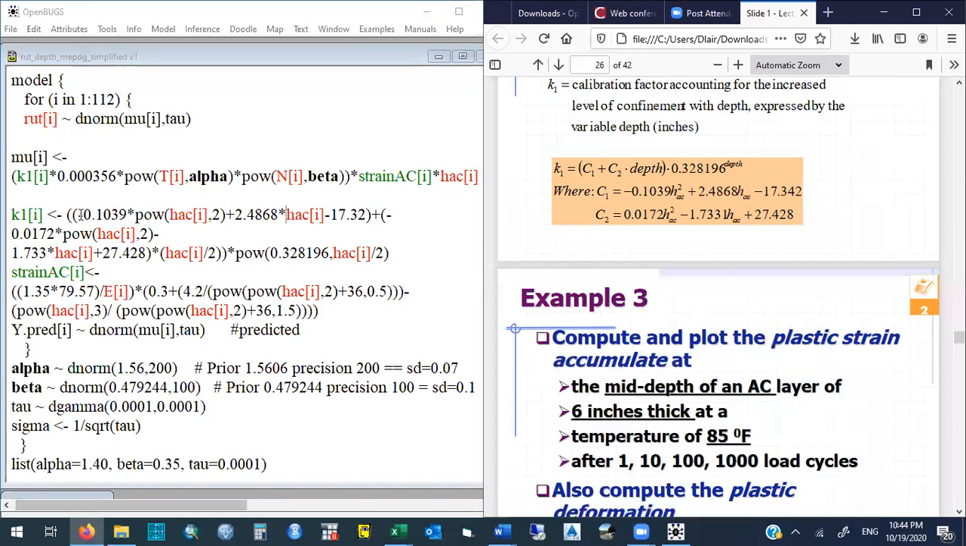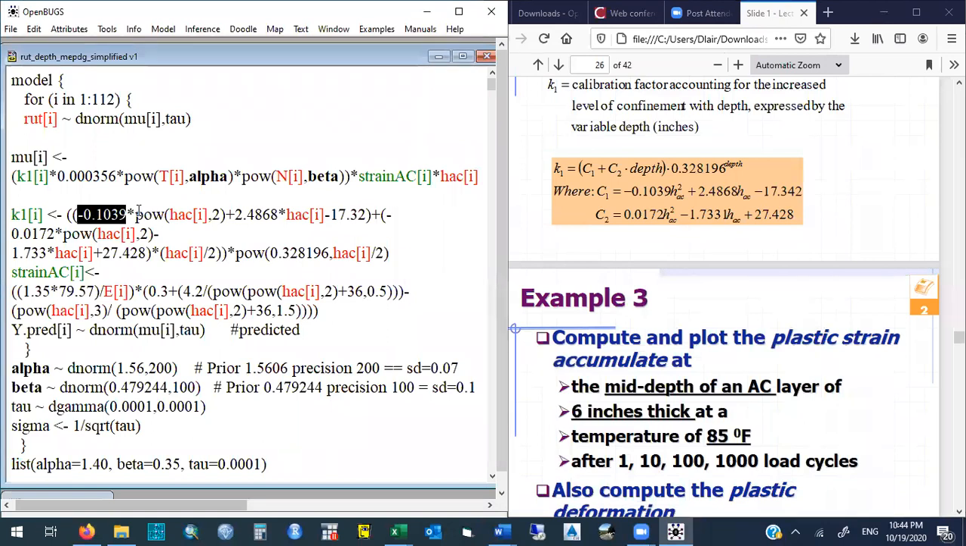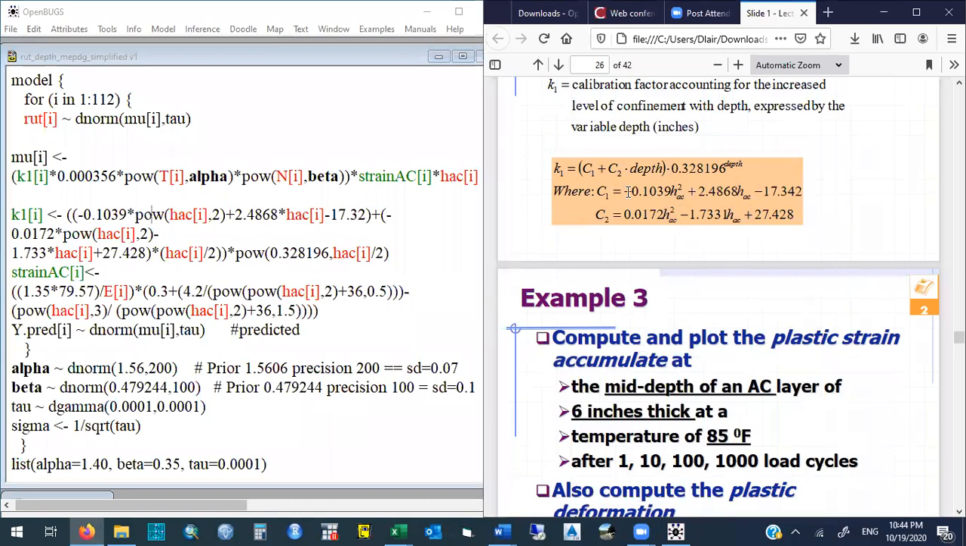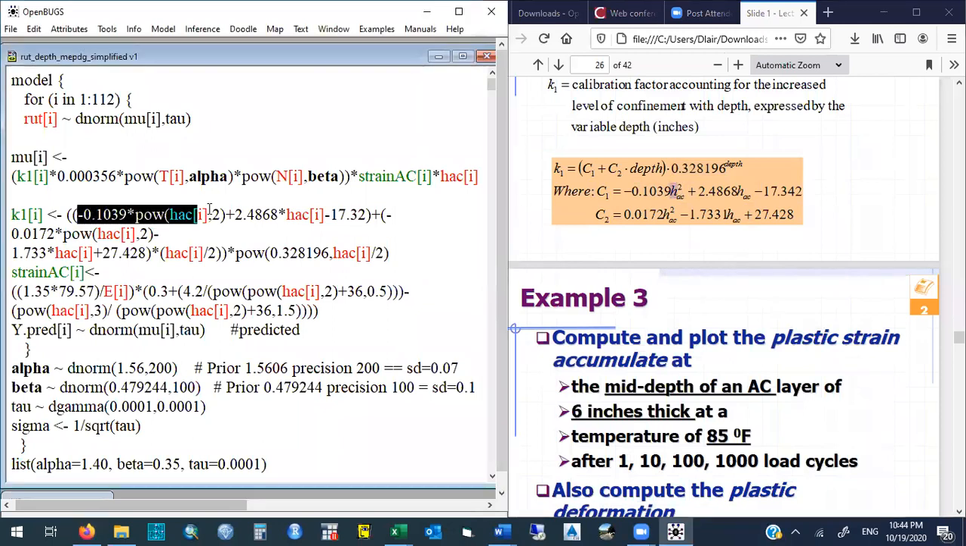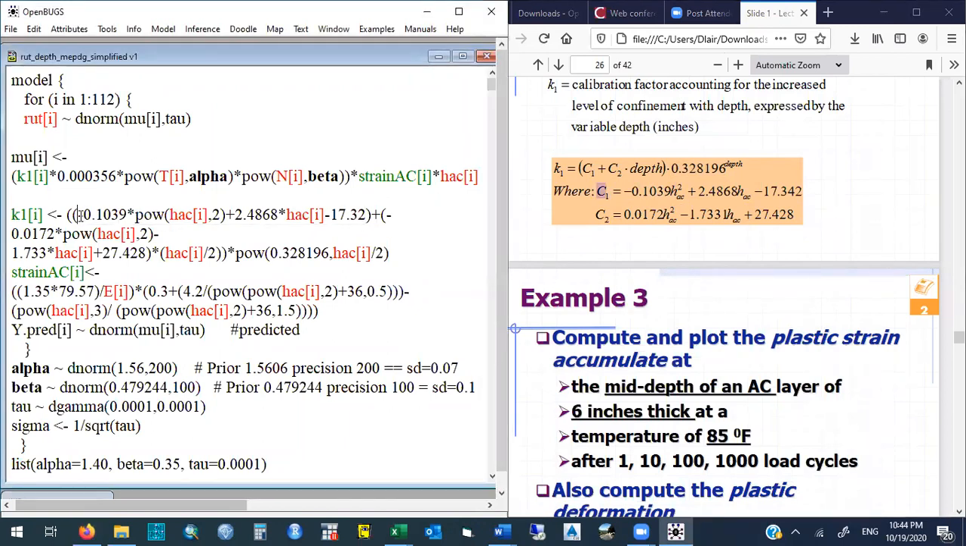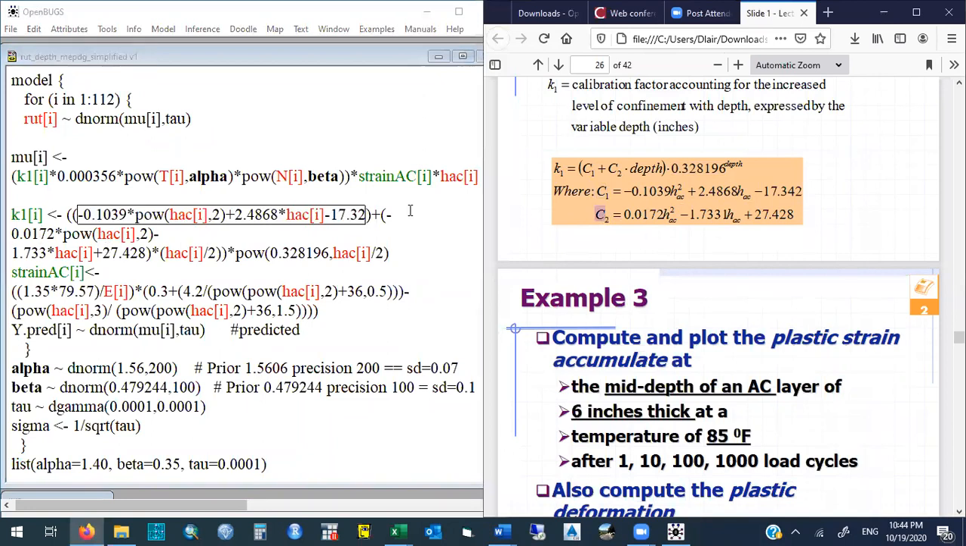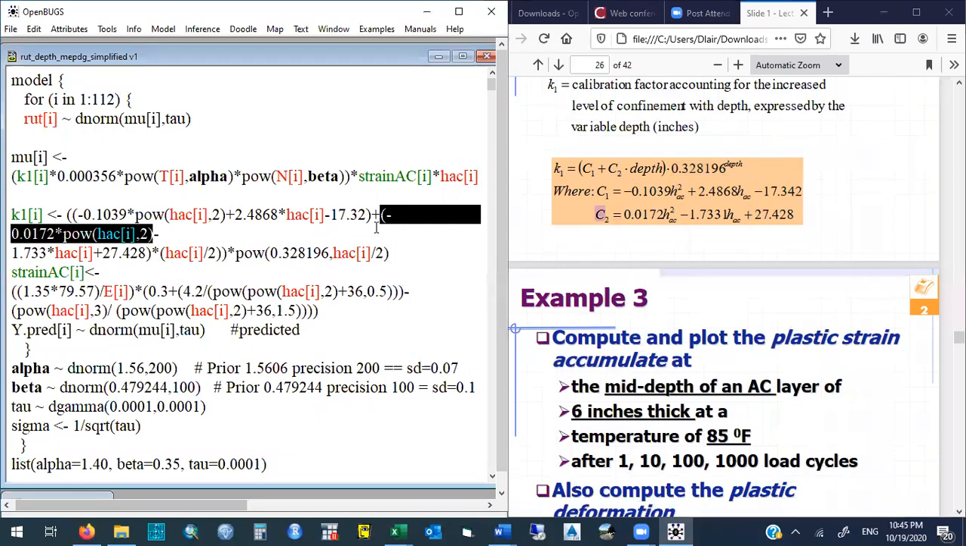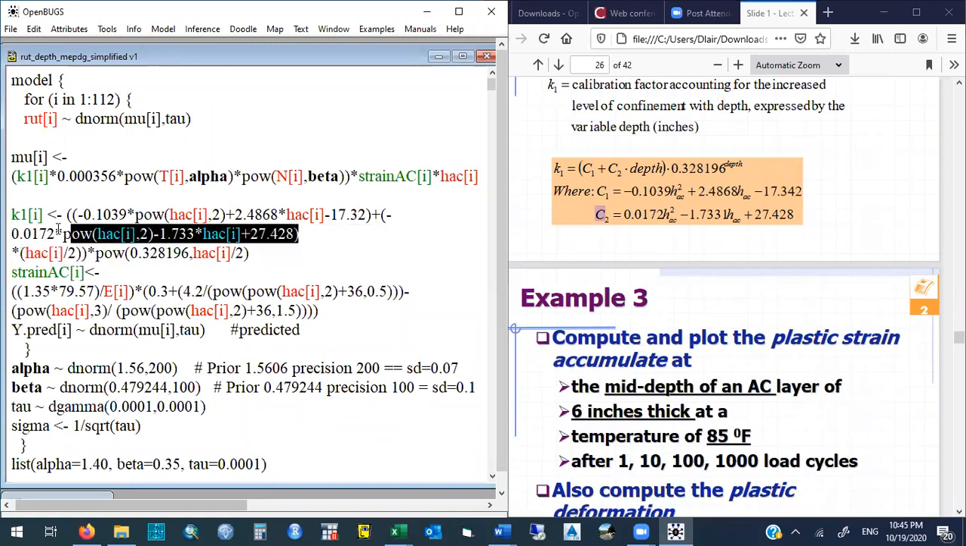I have my C1. Sorry guys, it's because C1 itself is developed as this, as 0.1039 H AC squared. So that's the one you have here. So this whole thing here is your C1. Okay? That's why I didn't want to open this one first, and I prefer to open the most simple example. The C2 here is this one here. Or like this if you prefer. Okay, that is my C2.